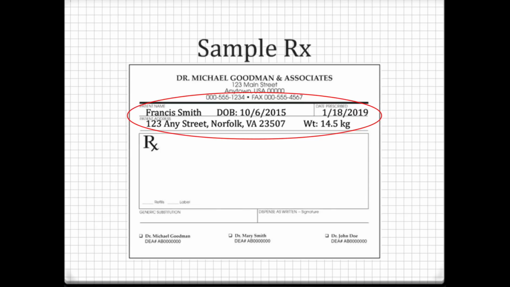Providing the weight along with the dosage formula used allows another healthcare professional, such as a pharmacist, to double-check the prescribed dose.